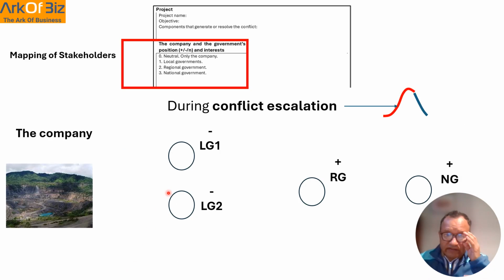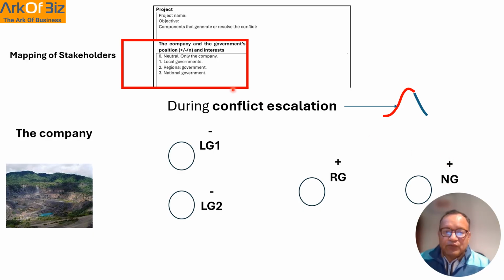Okay, let's look at an example to make this really concrete. During the conflict escalation, this is the red line in the picture, we have the following scenario. We have the company, and we have two local governments, LG1 and LG2. They are opposing the company. Thus, we have negative signs here. We have the regional government that is in favor. We have a positive sign here. And the national government, NG, that is also in favor, so we have the plus sign here.